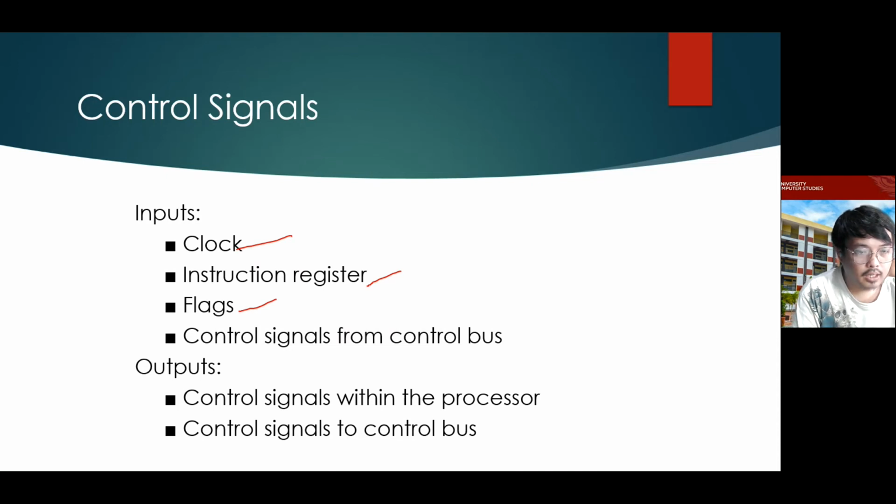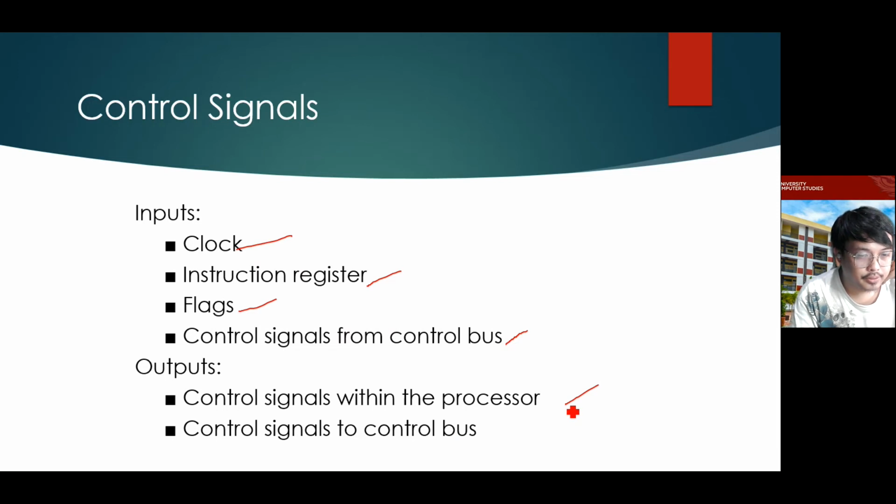The control unit will increment the program counter if the zero flag is set in the instruction. Okay, next is the control signal from the control bus. Here, the control bus portion of the system bus provides signals for the control unit. For the output, first is the control signal within the processor.